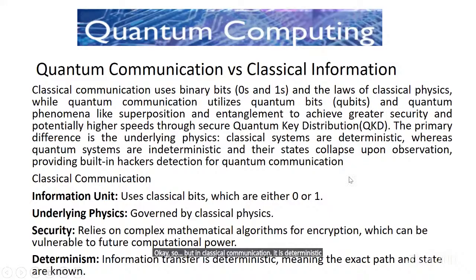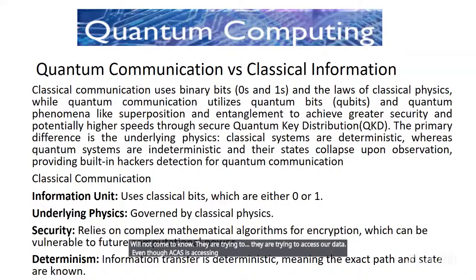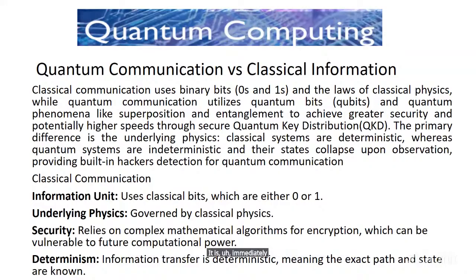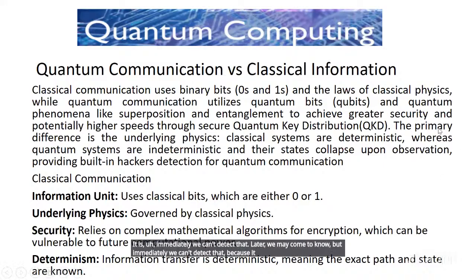Even though hackers are coming and accessing our data, we can't detect it immediately. We'll not come to know they are trying to access our data. Later we may come to know, but immediately we can't detect that because it is deterministic. It is fixed. We can't make out.